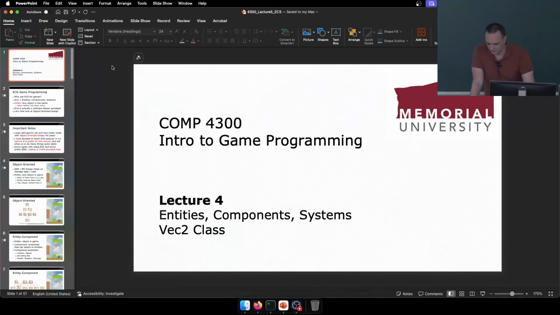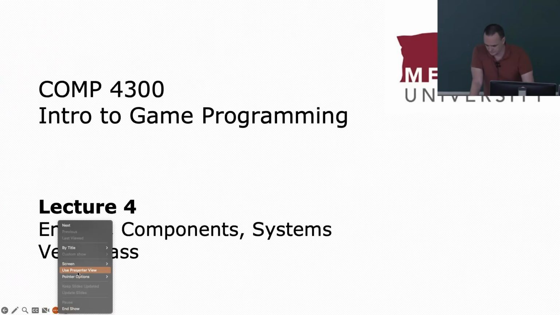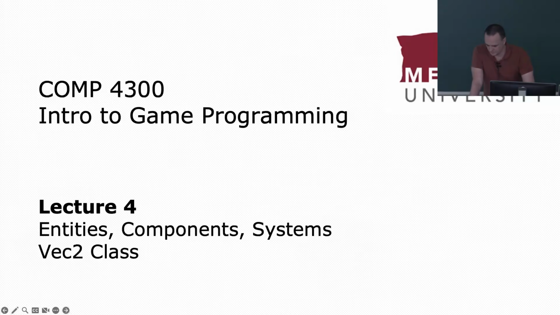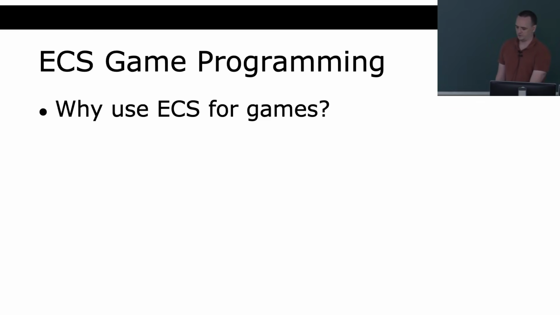So let me get started with the presentation here. Okay, so lecture number 4, again, we're actually getting into the ECS part of this class as well as talking about a Vec2 class. So what is ECS? Why do we want to use it? What benefits does it have? What drawbacks does it have? Etc. So why do we want to use ECS for games?